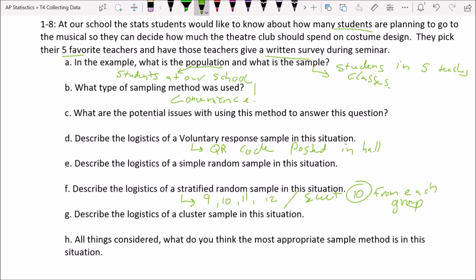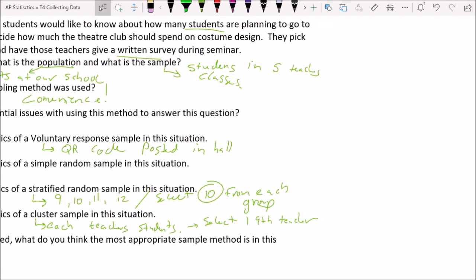Logistics of a cluster sample. And this is where I hope the difference between a stratified sample and a cluster sample will start to make sense. In a cluster sample, what we might do is say the clusters are each teacher's students. Each teacher's students in that class period. And then what we might do is we would select, and this would be, of course, with randomization, right? So we would select one 9th grade teacher. And because it's a cluster, then every student would get a survey in that teacher's class. So select one 9th grade teacher, every student takes the survey.